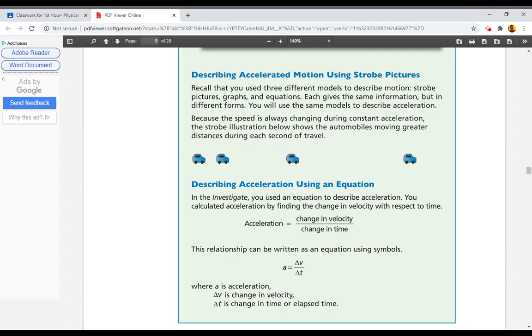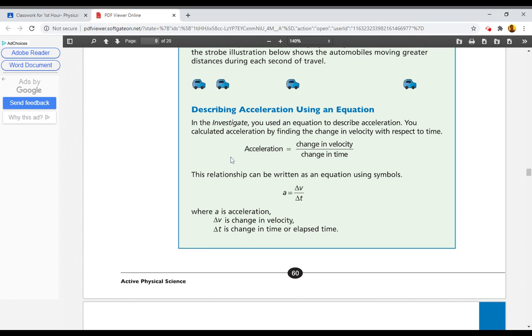Describing acceleration using an equation. In this investigate, you used an equation to describe acceleration. You calculated acceleration by finding the change in velocity with respect to time. All right, so this is the serious part here.